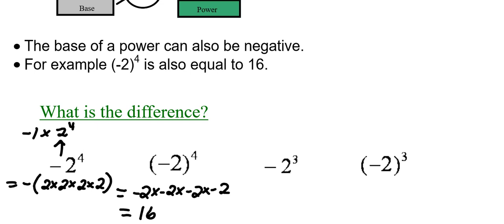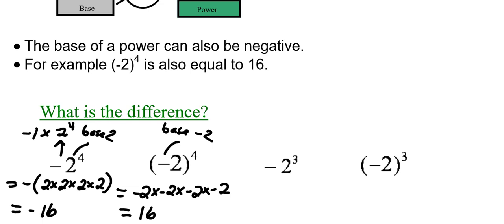So for this one here, the base is 2, whereas in this one, the base was negative 2. So here the negative got repeated, here it does not. And so this answer will actually be negative 16.